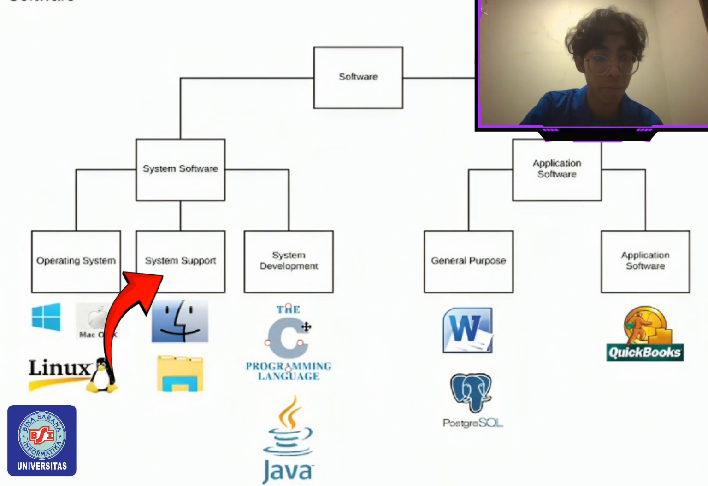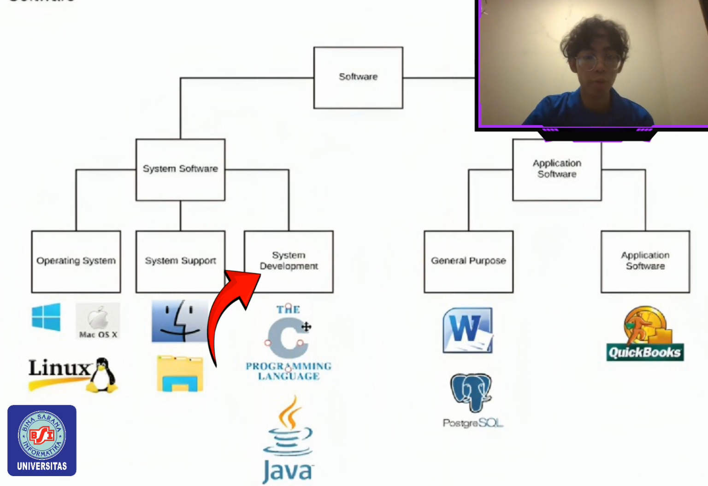Next, there is system support software. If you're on a Mac, you can think of Finder, which you can open up and browse files, and it helps you work with your system. In Windows, there is Windows Explorer, which will help you do the same thing but just on Windows.